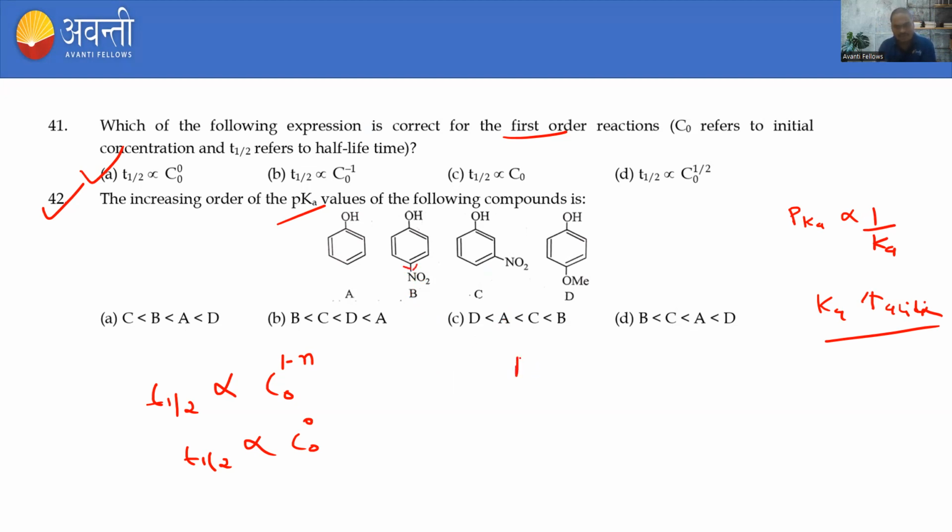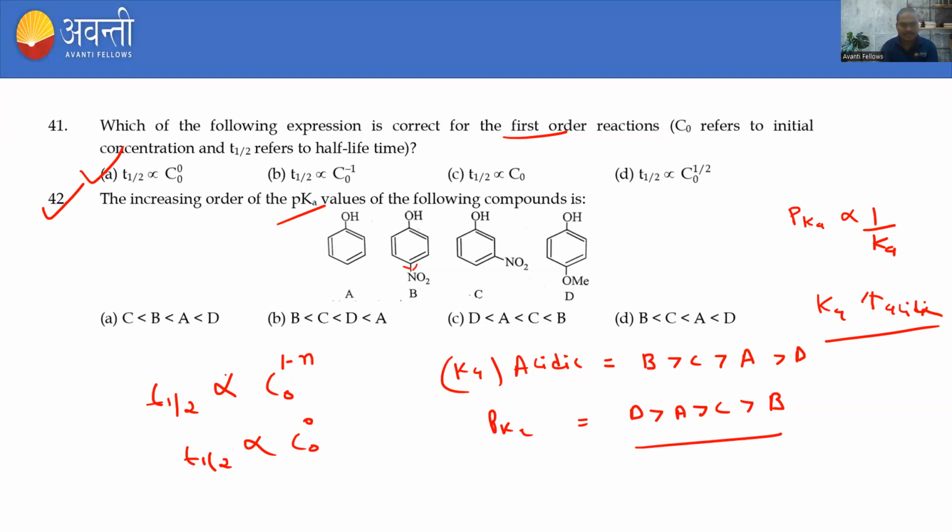So if I arrange according to the Ka value, acidic value, then B is the maximum, then comes C, then comes A, and here we have an electron donating group. So this is the least acidic, and then D. So this is according to the Ka value. But in this question, they are asking me to calculate according to the pKa value. So just reverse the order. So pKa value is like D is maximum, then A, then C, and minimum is B.